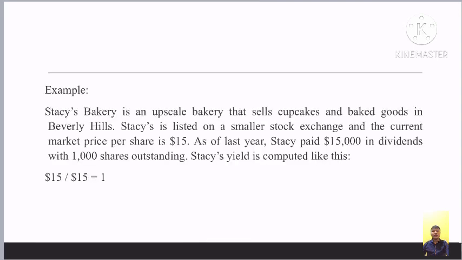For example, Stacy's Bakery is an upscale bakery that sells cupcakes and baked goods in Beverly Hills. Stacy's is listed on a smaller stock exchange and the current market price per share is $15. As of last year, Stacy paid $15,000 in dividends with 1,000 shares outstanding. Stacy's yield is computed like this: $15,000 divided by 1,000 is $15, and $15 divided by $15 equals 1.